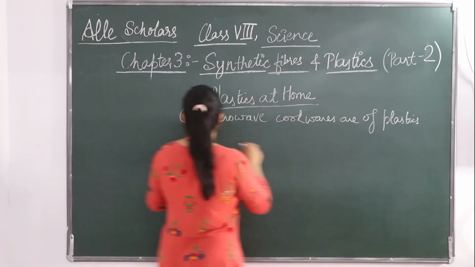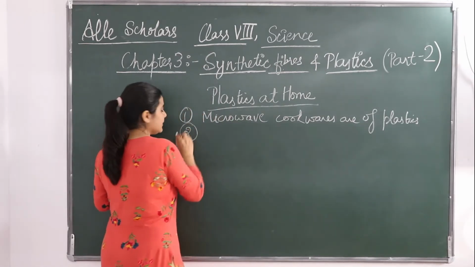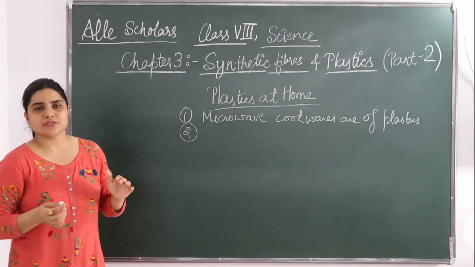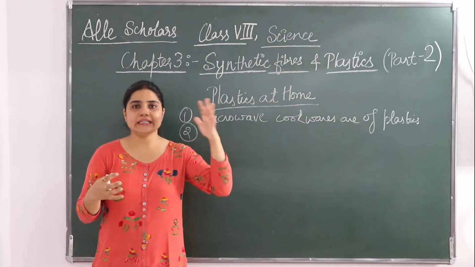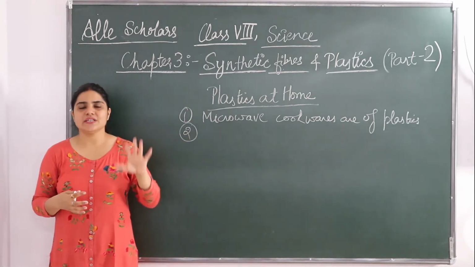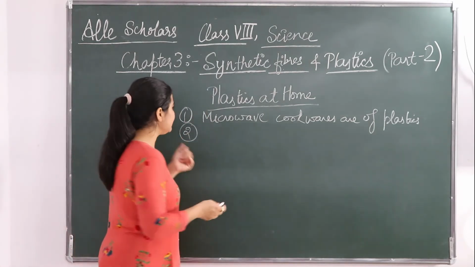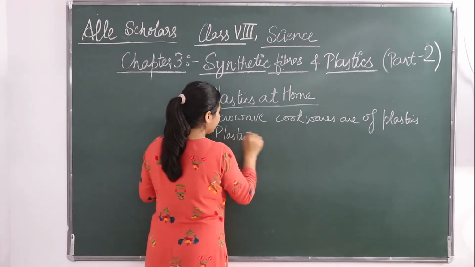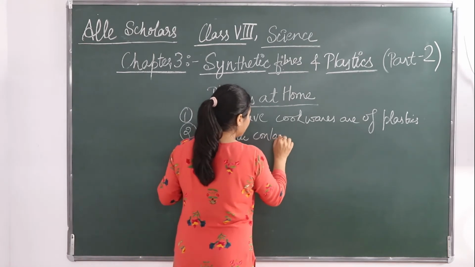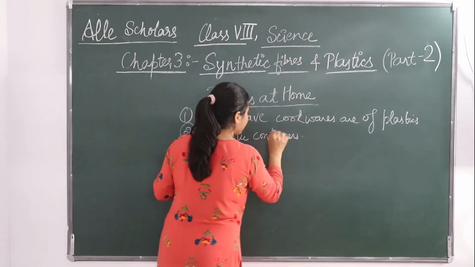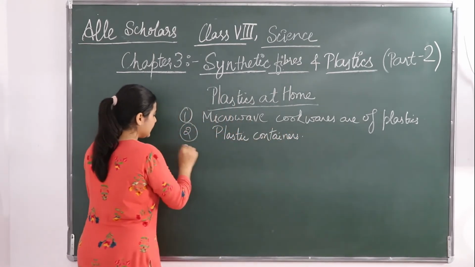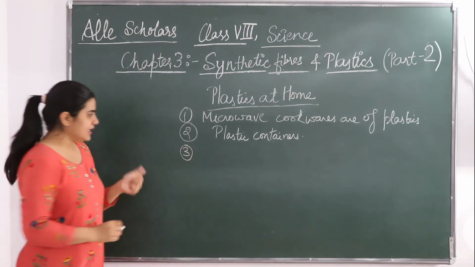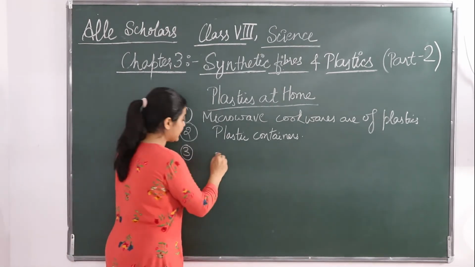Okay. Secondly, you have seen the containers that are used mostly for keeping foods, all the dry grains, rice, wheat and all. So your mother uses plastic containers for keeping different foods, grains and all. Okay. Thirdly, there is a special type of plastic that is called Teflon.